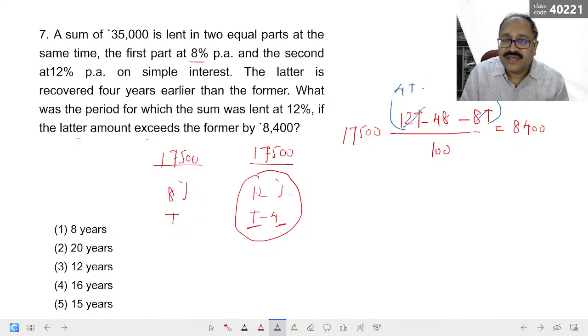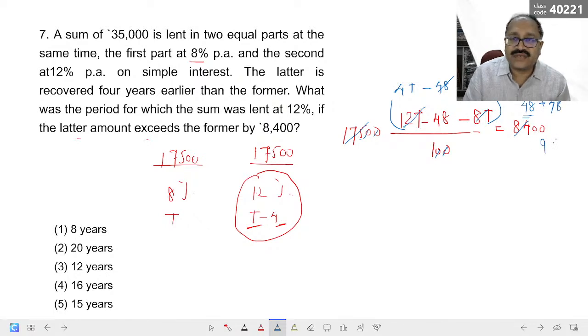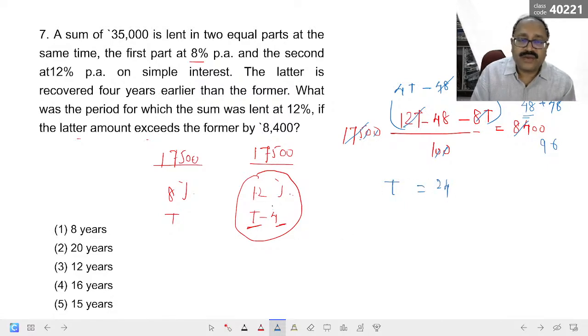This is 4t minus 48 here. Then as the zeros get cancelled over here, and this gets cancelled with 175, so this minus 48 goes to the other side and will become plus 48. So it will be 96. So 4t is equal to 96. Then what is t? t is equal to 24. My requirement is t minus 4, which Vidisha has rightly said, 24 minus 4, which is 20.